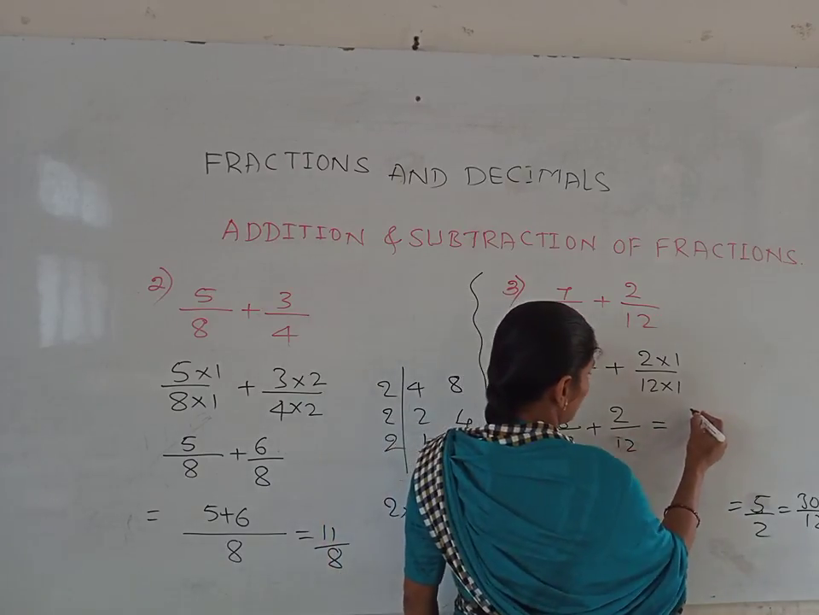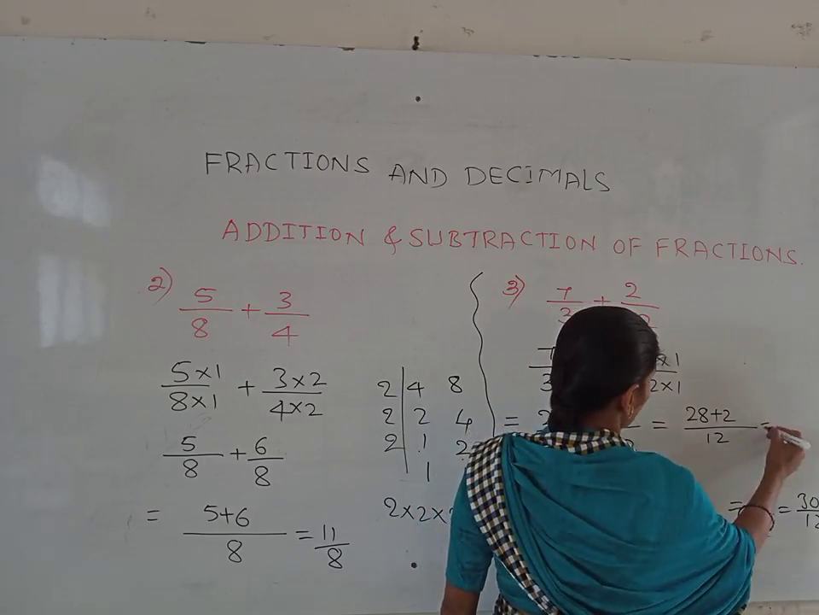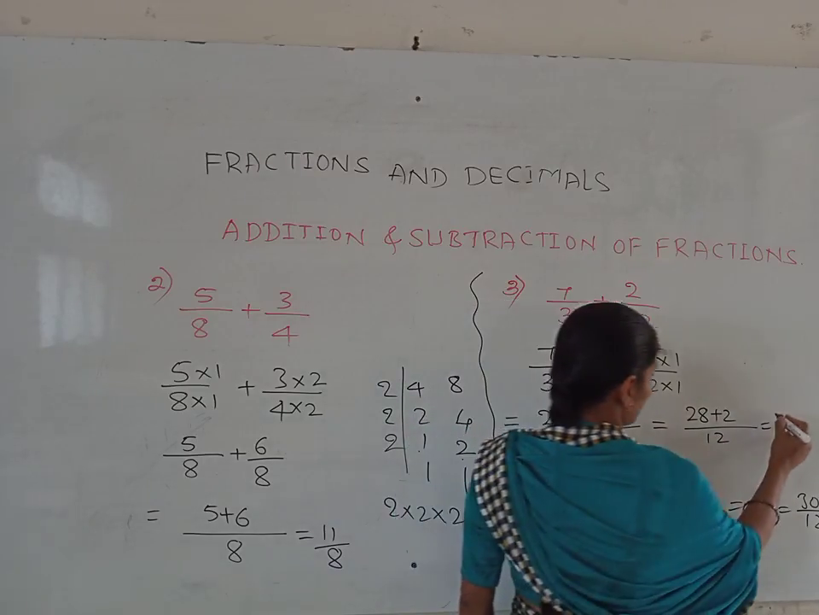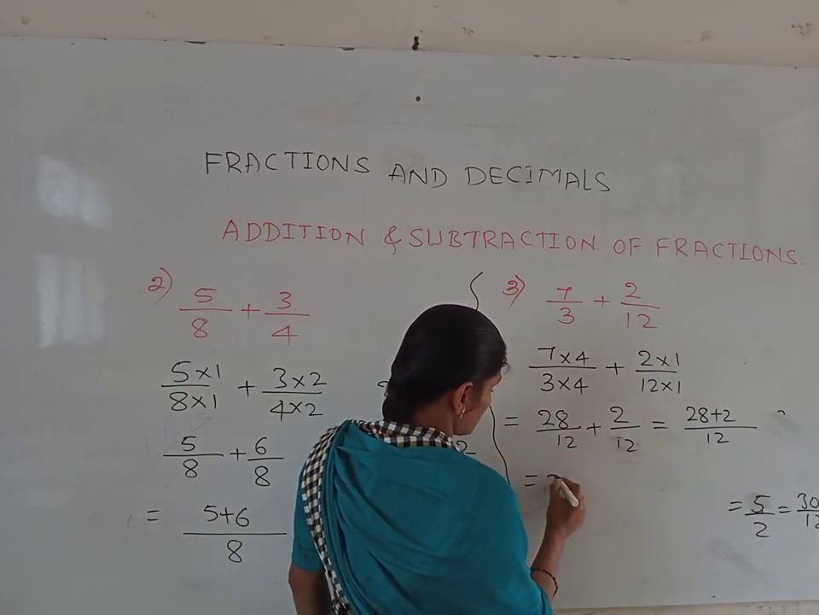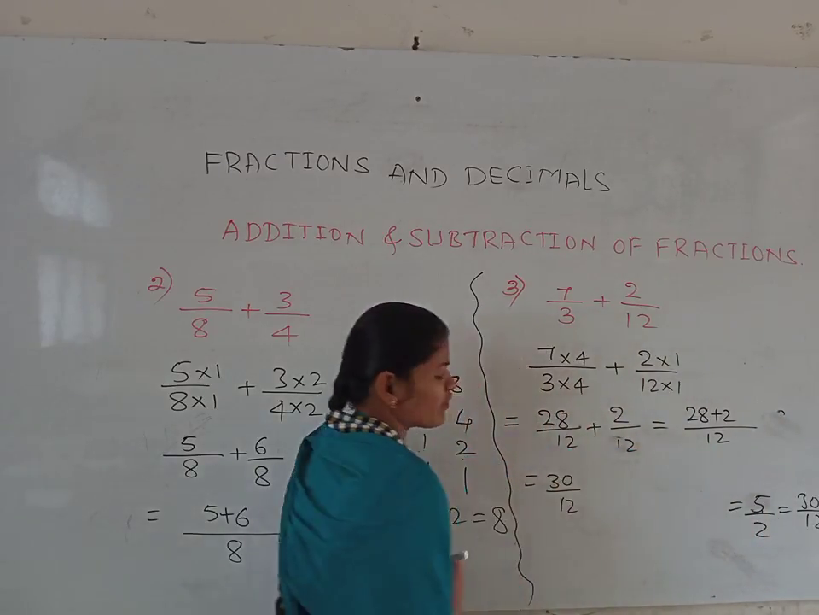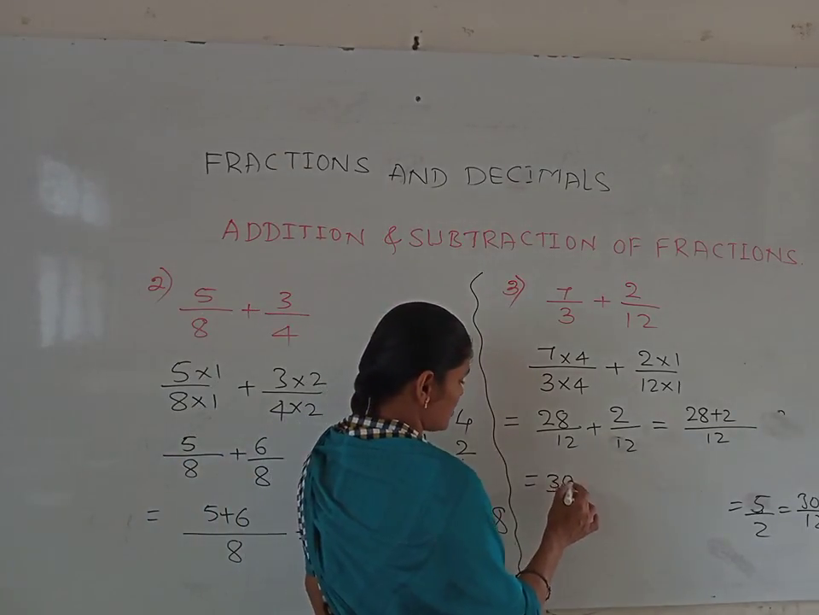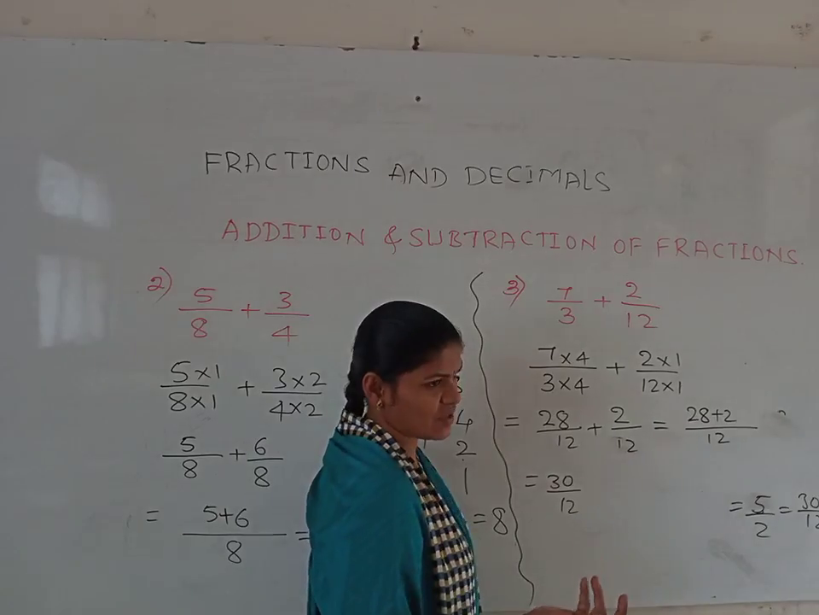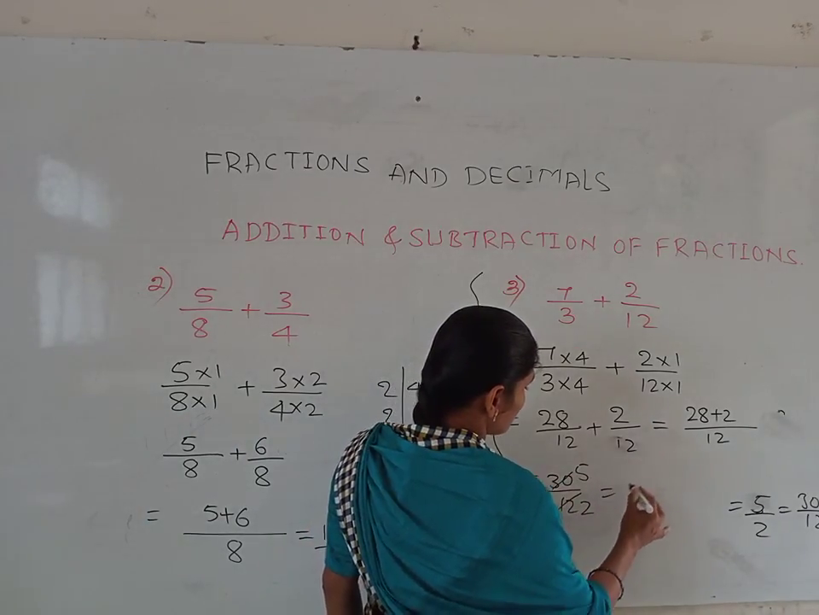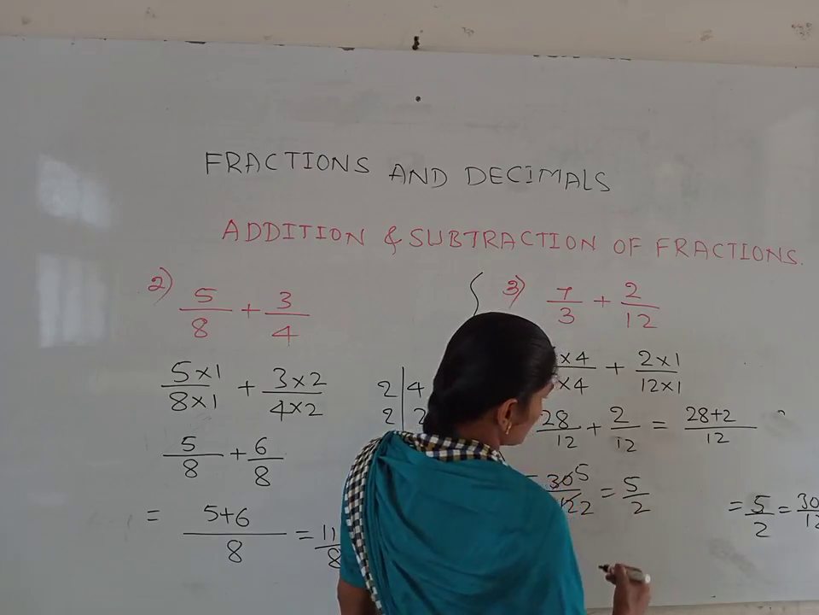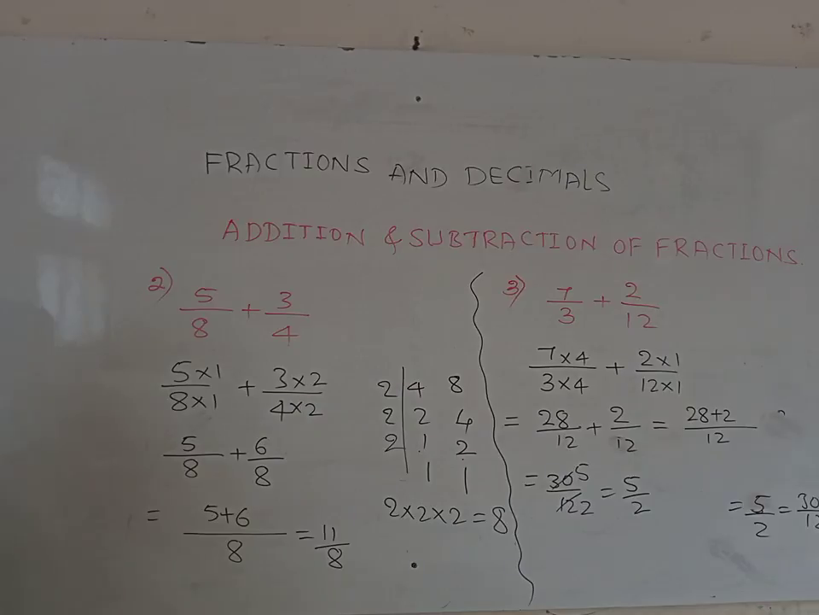Next step. 28 plus 2 is 30, divided by 12. You can simplify this one. How? In the 3 table, or else you can take the 6 table directly. 6 5s are 30, 6 2s are 12. So your answer is 5 by 2. Vijay, your answer is correct. Bhuvan, your answer is wrong. Make it correct.